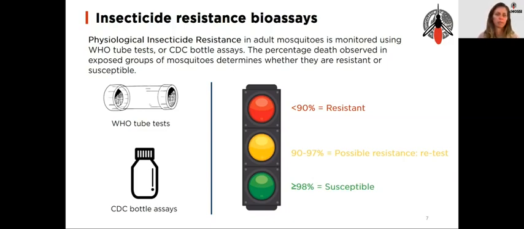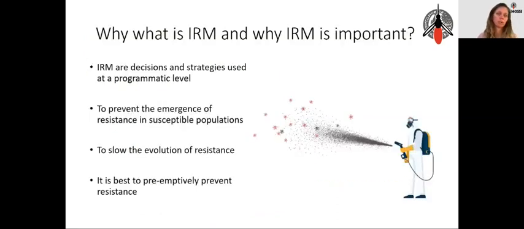It's the part where information is gathered, and that information then is used to make decisions for the insecticide resistance management program. So what is insecticide resistance management? It's the decisions and the strategies that are used to prevent or delay the development of insecticide resistance. The purpose of insecticide resistance management is exactly that, to slow down this process.